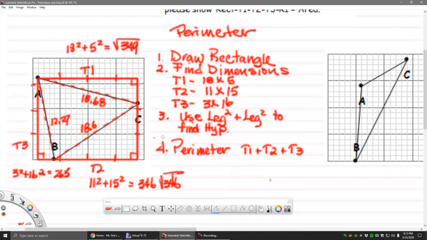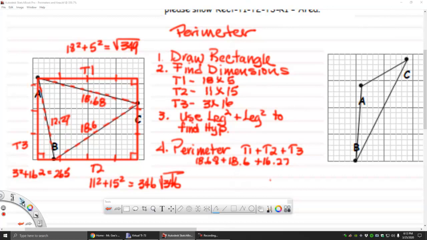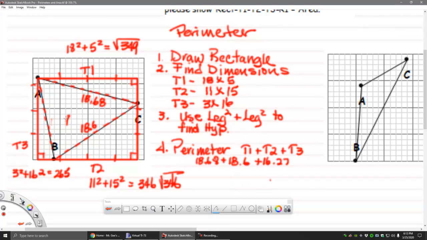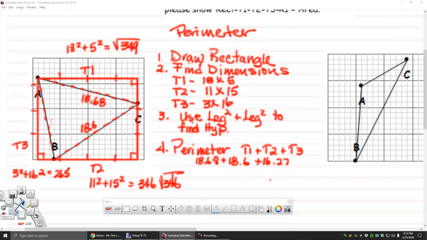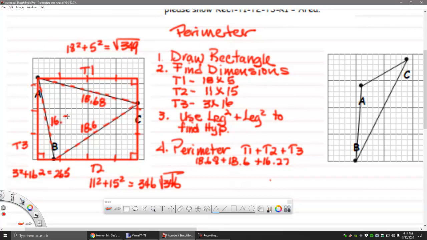Okay, so now we find the perimeter. We'll add all these together. So I'll take 18.68 plus 18.6 plus, what was that one? 16.27. Now it doesn't look right there. Let me change that number. So 16.27. So we add all these sides up, it gives us our perimeter.